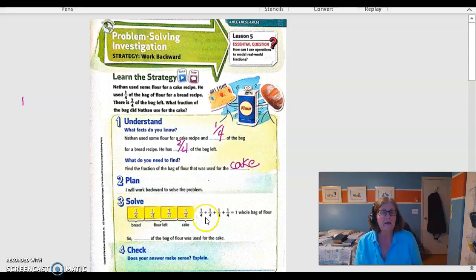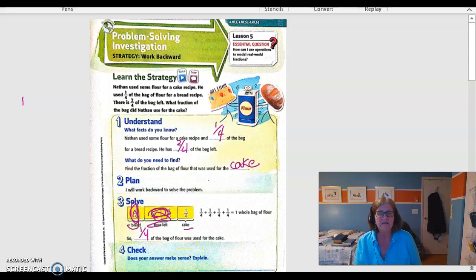Then we come up with a plan. This particular strategy is a model with working backwards. Since this is fourths, they're showing fourths. This is 1/4, 2/4, 3/4, 4/4, because we know that 4/4 is equal to 1 whole bag of flour. According to this, we know that Nathan used 1/4 for the bread. So that's his bread. And we also know that he had 2/4 left over. That would be our leftover right here. And this is how much was used for the cake. How much was used for the cake? 1/4 of the bag was used for the cake.